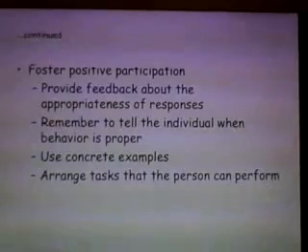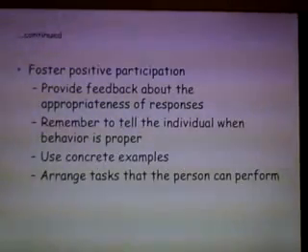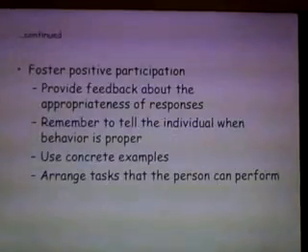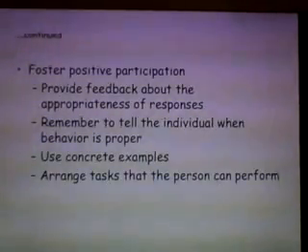Foster positive participation. This can be done by providing feedback about the appropriateness of responses, by remembering to tell the individual when behavior is proper, by using concrete examples, and by arranging tasks that the person can perform.